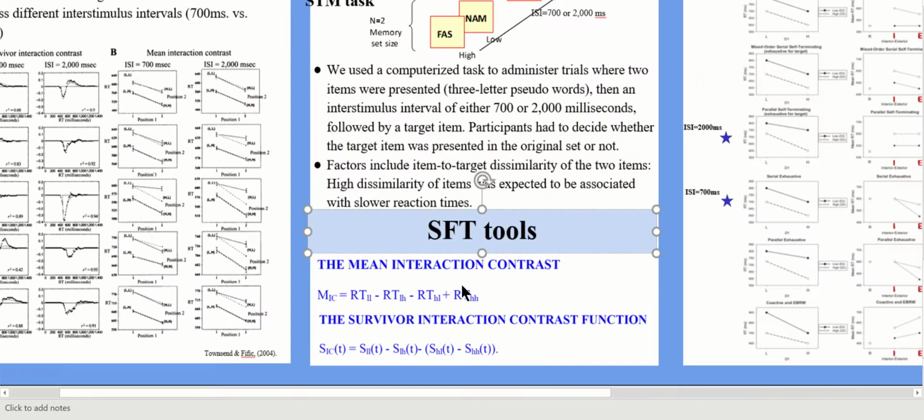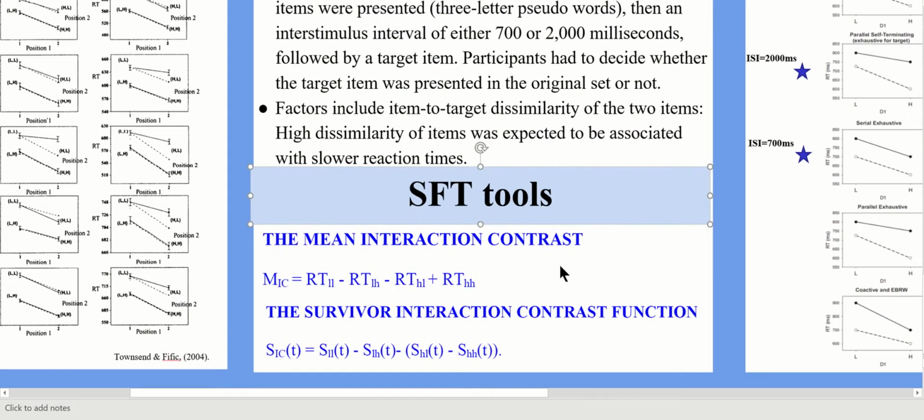To analyze the data and make stronger inferences about the type of architecture underlying the analysis or scanning of short-term memory, we use system factorial technology. It uses two types of statistics, the mean interaction contrast and the survivor interaction contrast. The first one is a point estimator, the second one is a function. I'm not going to go into the explanation of how we derive this function. You can find it in other literature.